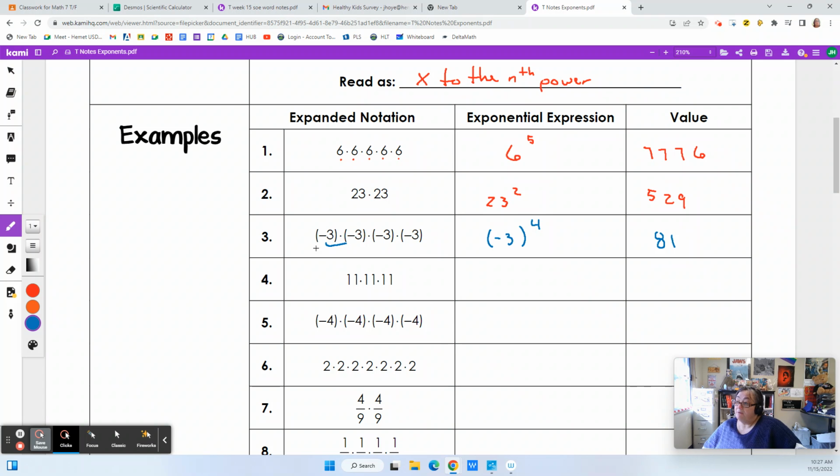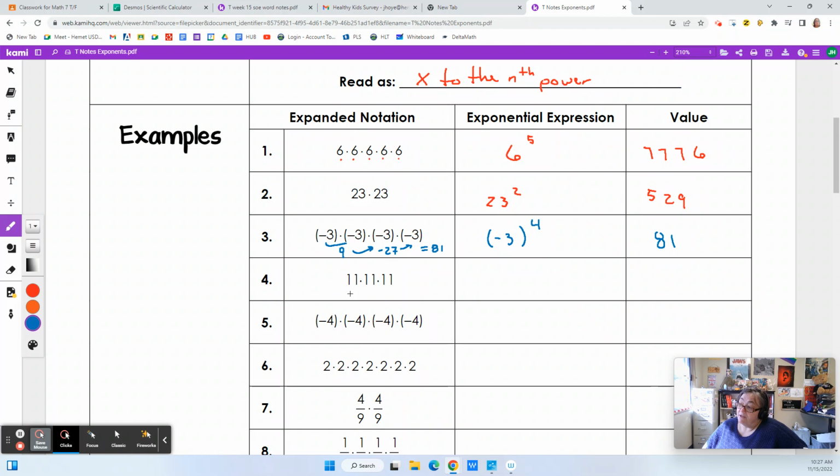Yeah, Alicia's got it, right? -3 times -3 is positive 9. Now, if I took that 9 and I multiplied it times another -3, well, 9 times -3 is -27, right? But if I took that -27 and I multiplied that times -3, I would get positive 81, right? Because a negative times a negative is a positive. So every other time that we multiply it, we're switching back and forth from positive and negative, right? Because we're not always multiplying a negative times a negative.